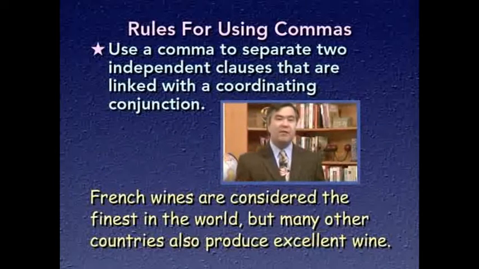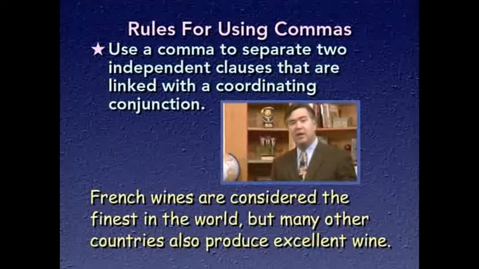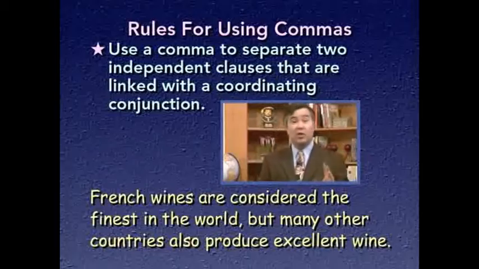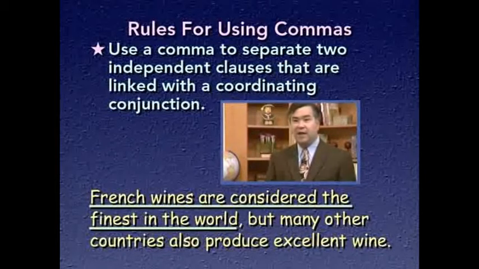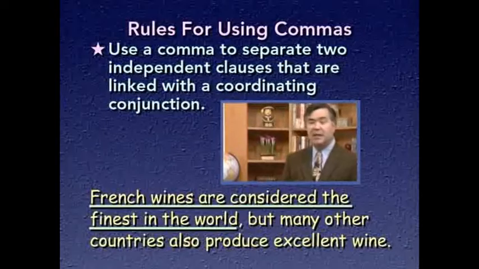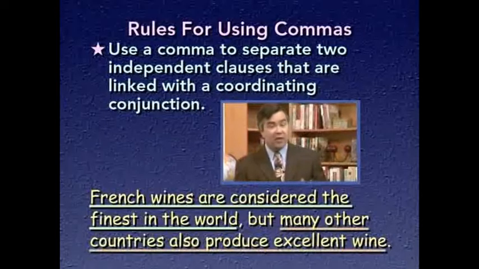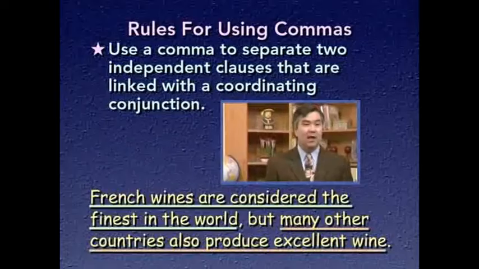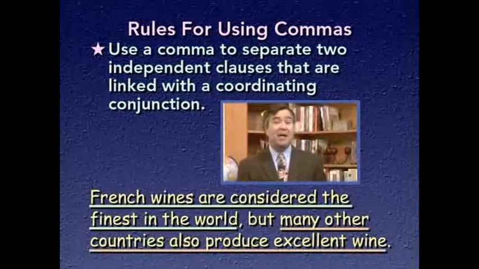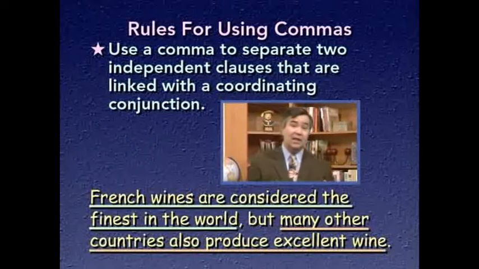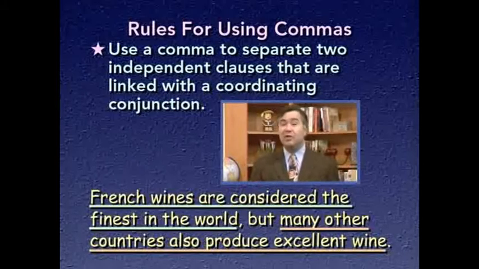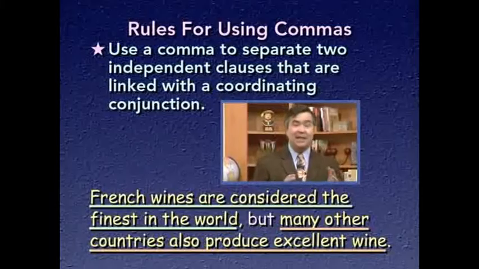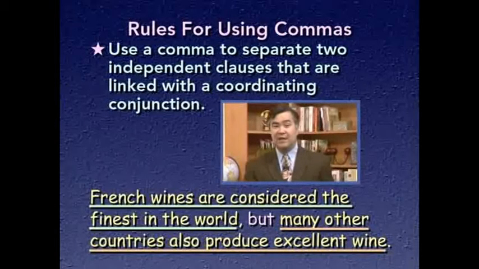Here we have a sentence that is made up of 2 independent clauses. Each of the clauses here could stand alone as a sentence. French wines are considered the finest in the world. Yes, that could be a sentence by itself. Many other countries also produce excellent wine. That too could be a sentence by itself. Because the two ideas are closely linked, the author has decided to join them into a single sentence and use the coordinating conjunction but as the connector. And that makes perfect sense.